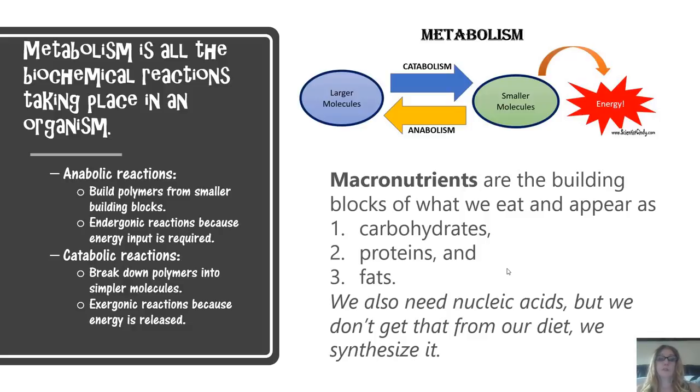So metabolism is all of the chemical reactions taking place in an organism. And the anabolic reactions are going to build polymers from small building blocks. And when we do that, those are called endergonic reactions. The reason they're called endergonic reactions is because energy is required for those reactions. So endergonic means energy has to be put in. Catabolic reactions mean that you're breaking down a polymer, taking a larger molecule and breaking it down into a smaller molecule. This would be an exergonic reaction. You're breaking a bond and energy is being released.